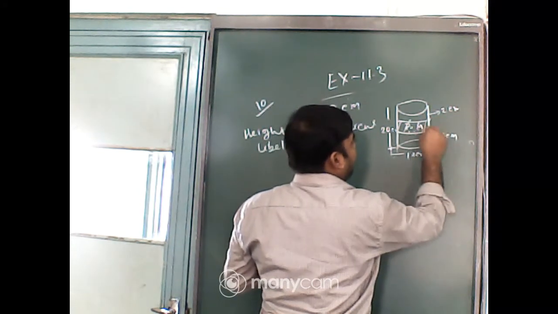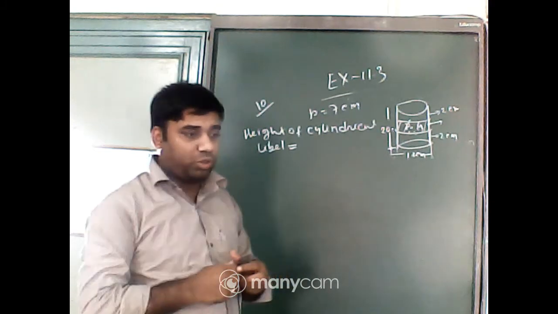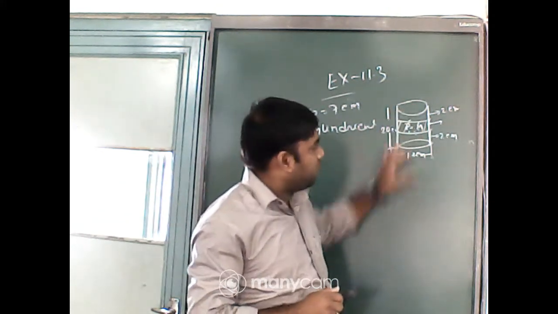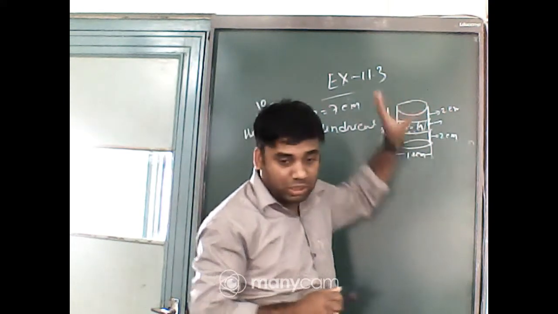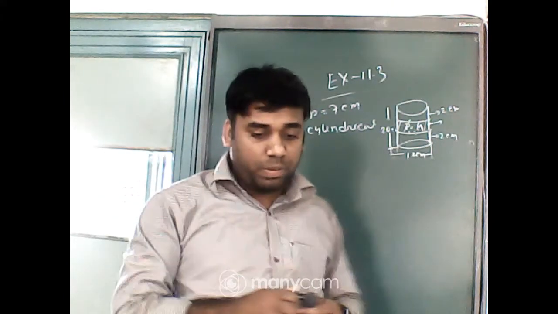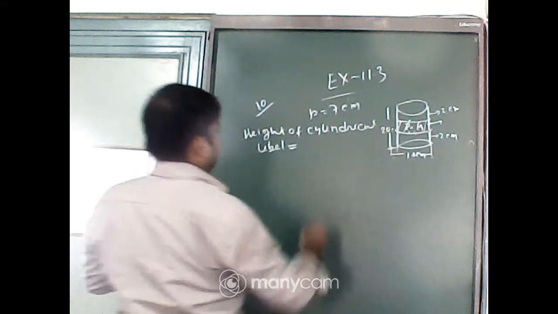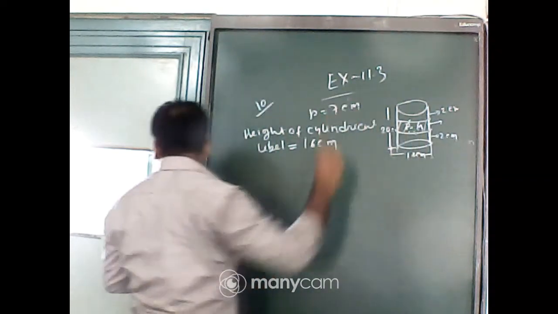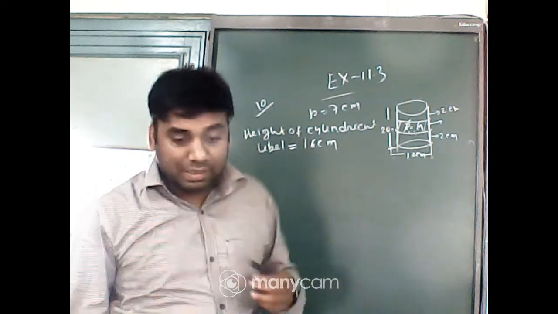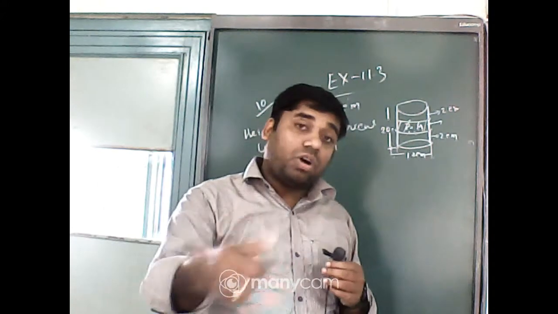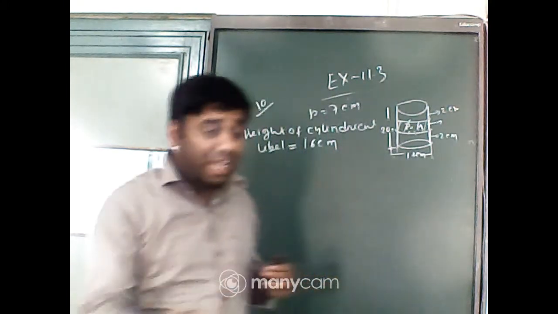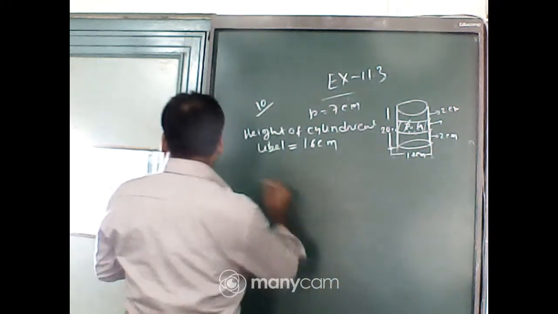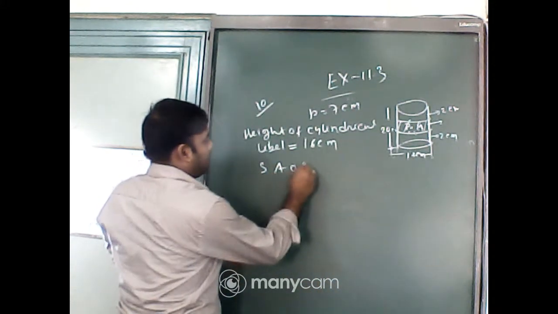So the height, though it is not in proportion like the measure, because it looks very small, but according to the data, this one is 2 centimeter, this one is 2 centimeter. So the height of the label is 16 centimeter. That label is also a cylindrical label. So what is the area? Area means you need to find the surface area, the surface area of the label.